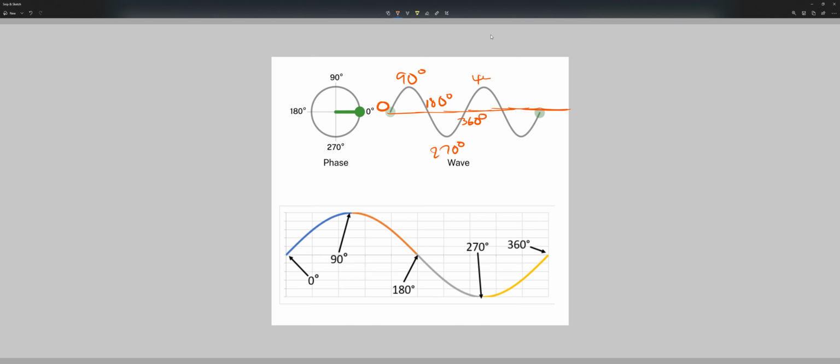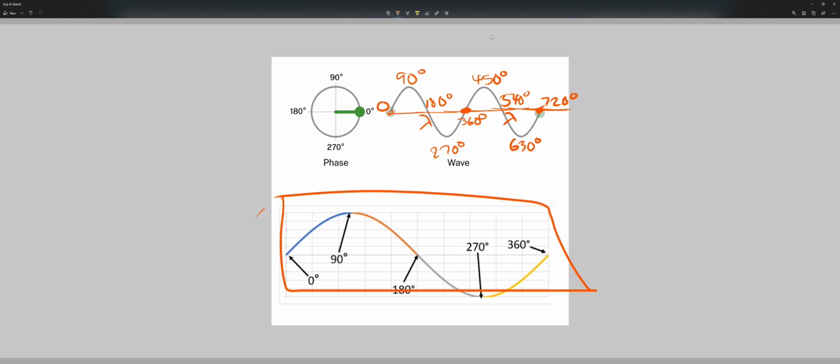And so this would be 450 degrees, and this would be 540 degrees, and this would be 630 degrees, and this would be 720 degrees. There are two wave cycles here, and so that's why it's 720. If it was just one wave cycle, it would just be 360 degrees, as represented on the bottom image over here.